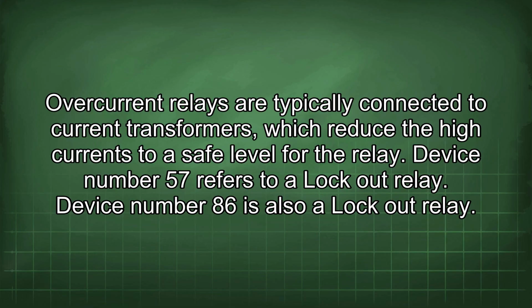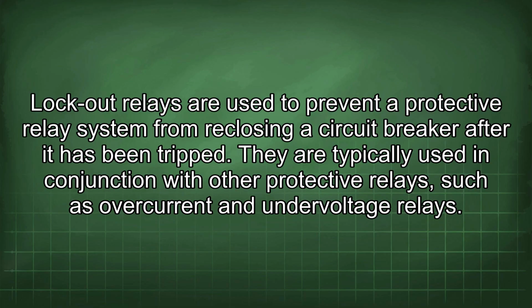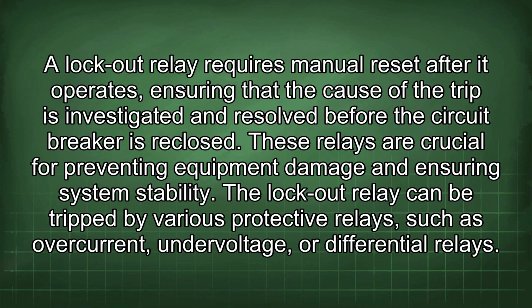Device number 57 refers to a lockout relay. Device number 86 is also a lockout relay. Lockout relays are used to prevent a protective relay system from reclosing a circuit breaker after it has been tripped. They are typically used in conjunction with other protective relays, such as overcurrent and undervoltage relays. A lockout relay requires manual reset after it operates, ensuring that the cause of the trip is investigated and resolved before the circuit breaker is reclosed.